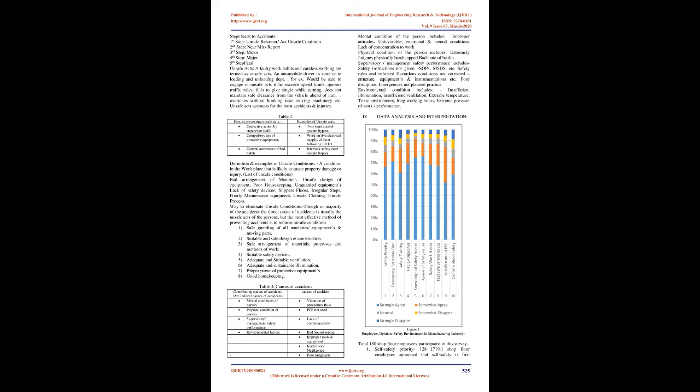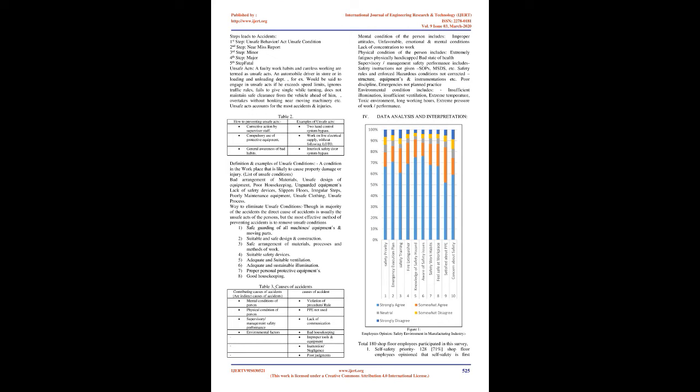Point 2. Hand control system bypass. Compulsory use of protective equipment. Work on live electrical supply, without following LOTO. General awareness of bad habits. Interlock safety door system bypass.